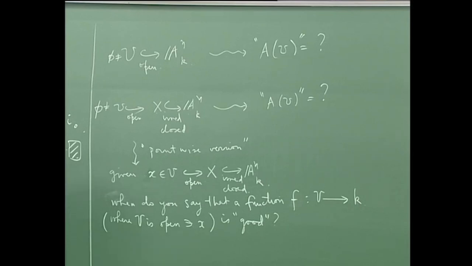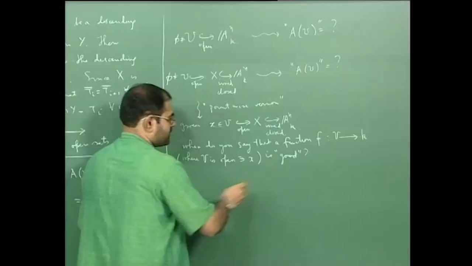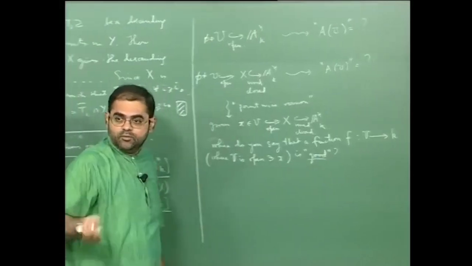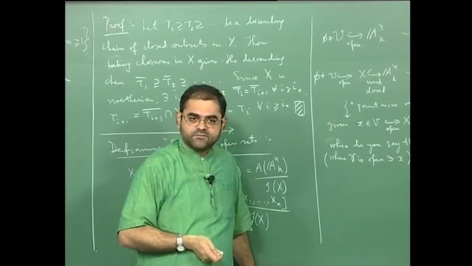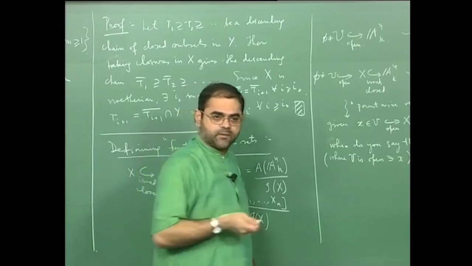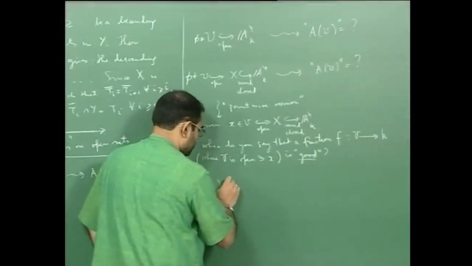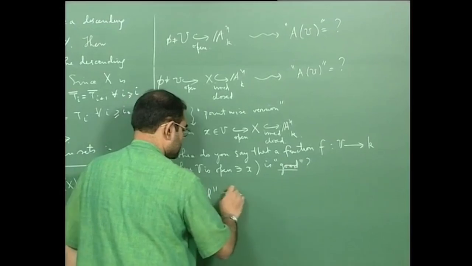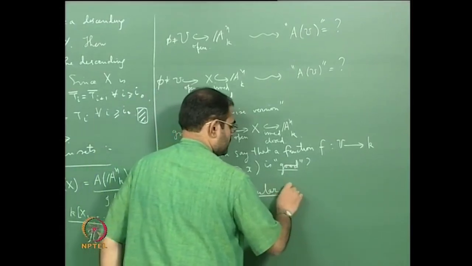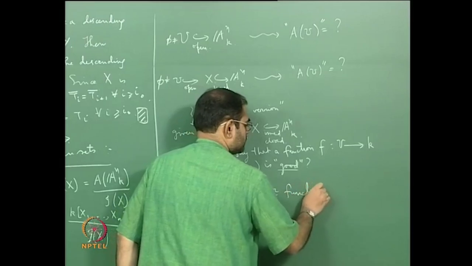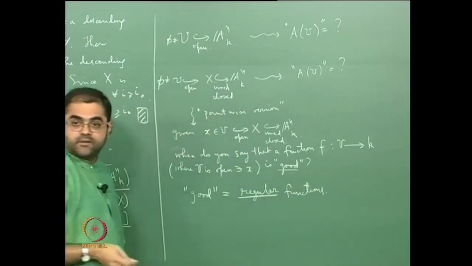So the answer to all this is that, first of all, I can't keep always saying good all the time, and so we need a notation for that, we need a terminology for that, and the terminology is regular, okay. So we define good functions to be the so called regular functions, okay, we define the good functions to be regular functions.